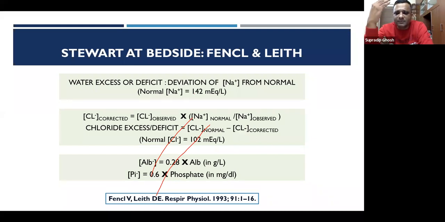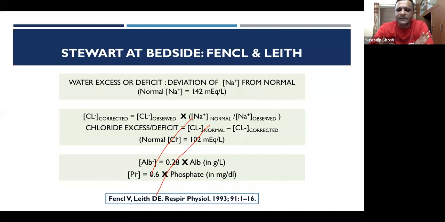The second component, according to this concept, is the chloride. Now chloride needs to be corrected from the sodium value according to this formula. Corrected chloride is equal to the chloride observed multiplied by the normal sodium ion, that is 142, divided by the sodium ion observed.